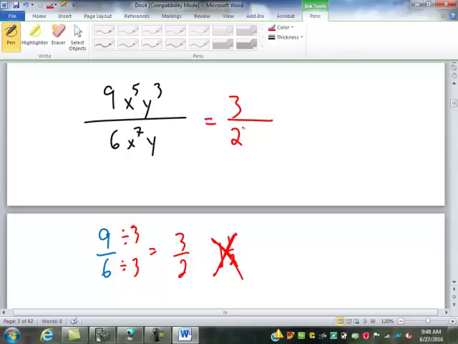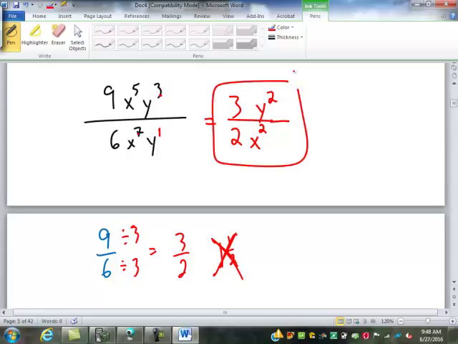Now what happens to our x? It goes on bottom. X squared, good. The bigger power was on bottom, and the difference between 5 and 7 is 2, so it's x to the 2nd. How about y? Y goes on top, because the bigger power was on top. You know, the difference between 3 and 1 is 2. So y squared. So 3y squared over 2x squared.